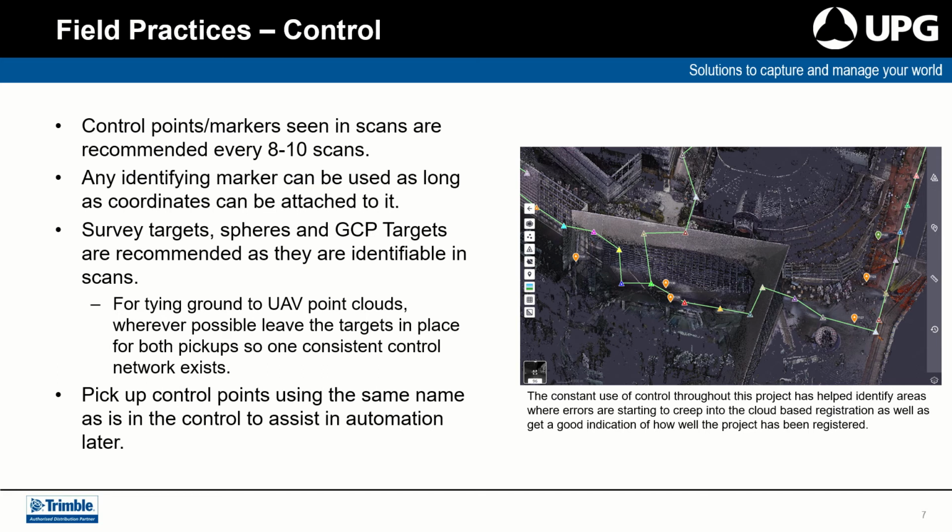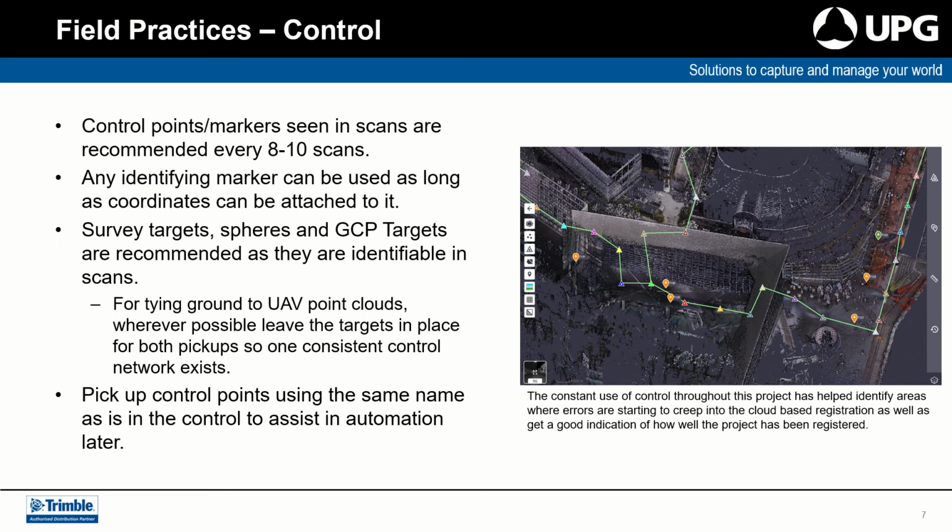Any identifying marker can be used as coordinates as long as it can be seen in scan data. However, it is recommended that control points are a 3D point and not just a horizontal location, as vertical shifts can occur as well as horizontal shifts. Survey targets and spheres and GCPs are recommended as they are identifiable in the scans, and generally when you're turning on intensity values in the scan, they will come up and you can see them quite easily.